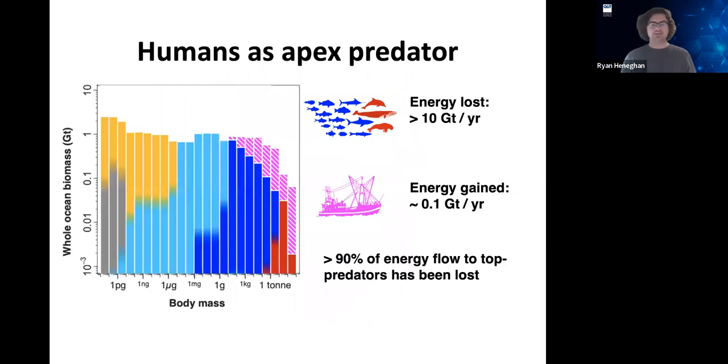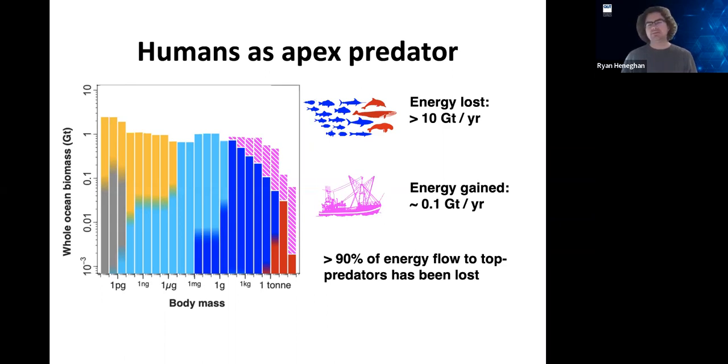What that means is that the amount of energy lost from the size spectrum is a lot bigger compared to the energy gained in terms of how much biomass we as a species create every year from fishing. We did a few back of the envelope calculations to see that what we've removed was producing about 10 gigatons of new biomass every year, greater than 10 gigatons a year. But what we've gained in terms of new human biomass is two or three orders of magnitude smaller.